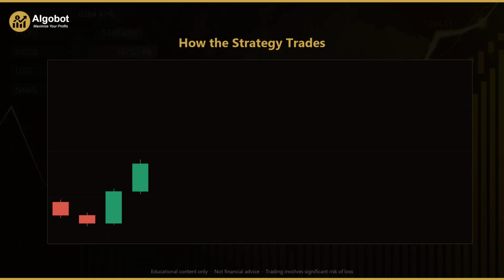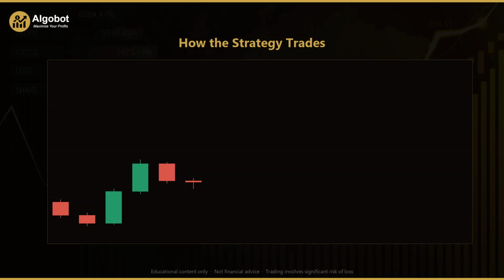From that low, buyers step in and a rally begins. Over the next couple of candles, price pushes firmly higher and carves out a clear swing high. That swing high becomes 0.2. Remember, the strategy measures this leg from 0.1 to 0.2 and checks that it's large enough in ATR terms to count as a genuine impulse, not just noise. This one qualifies.